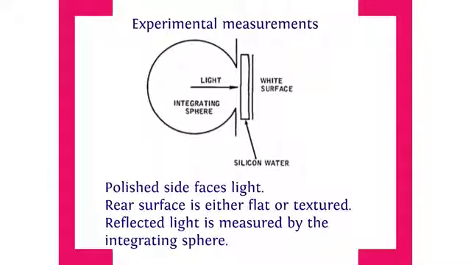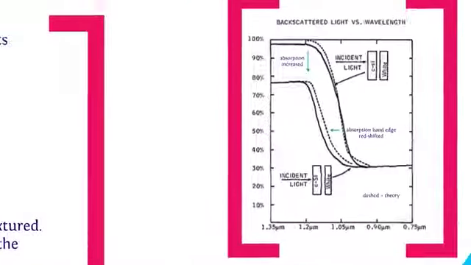So the experiment was done with first a perfectly polished silicon wafer, both sides polished, and another silicon wafer where one side was textured. Then you compare what is measured by the integrating sphere. Simple experiment. The polished side faces the light. In that case, the rear surface is either flat or textured. The reflected light is measured by the integrating sphere. And the results are useful to understand.